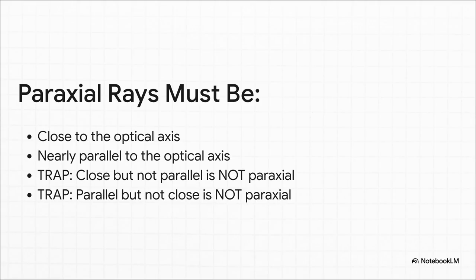The test makers absolutely love to trick you here. To be considered paraaxial, a ray must meet two strict criteria simultaneously. It must be close to the optical axis, and it must be nearly parallel to it. Watch out for these classic board traps. Trap number 1, a ray that is close to the axis but intersecting it at a sharp angle, that is not paraaxial. Trap number 2, a ray that is perfectly parallel to the axis but located way out in the periphery of the lens, also not paraaxial. It must be both close and nearly parallel. Lock that in your memory.